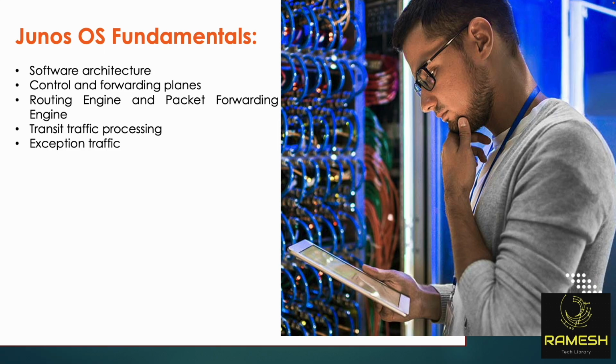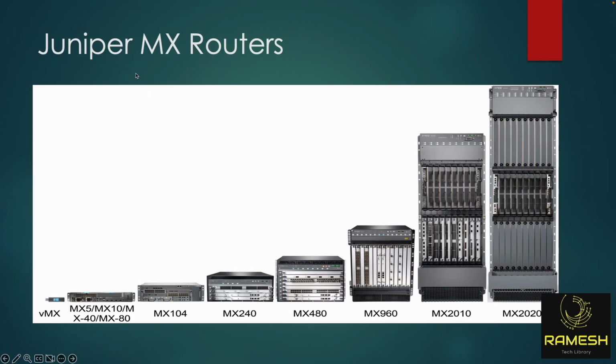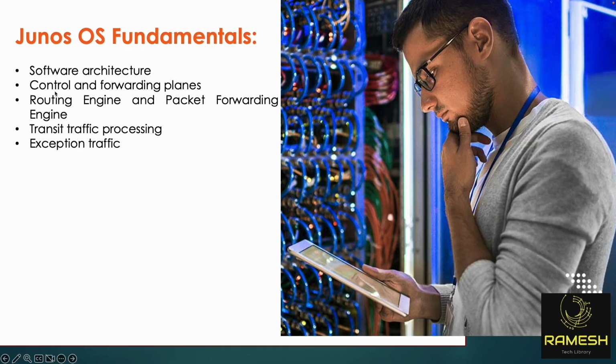If you're aware of Linux, even a little bit, you'll be more familiar with the Juniper CLI, the commands and other stuff. And we'll cover what the control plane and forwarding plane are, what the routing engine and packet forwarding engine are, and transit traffic and exception traffic. So we can quickly discuss these contents.